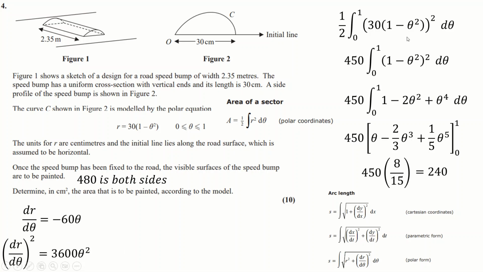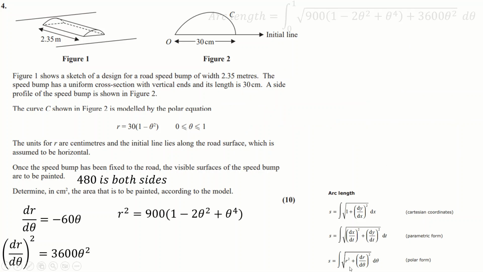Now, r squared I essentially already worked out. It's 900 times this squared, which is that. So it's 900 into that. Okay, and I can just put that into the integral here. So I think I can put that all in. So that's root 900 into that. That's r squared. And then plus, then this thing here is dr by d theta squared.